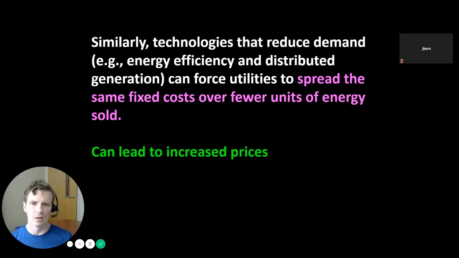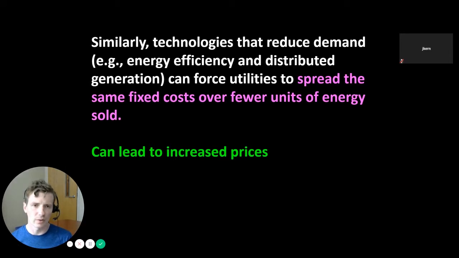It was part of why utility commissions allowed, and the federal government allowed, utilities to be deregulated and to introduce competition in wholesale markets for electricity. So, in a similar way, technologies today that reduce demand, for example, energy efficiency or distributed generation like rooftop solar, can force utilities to spread the same fixed costs that are associated with the mortgage payments from infrastructure over fewer and fewer individual units of electricity sold.